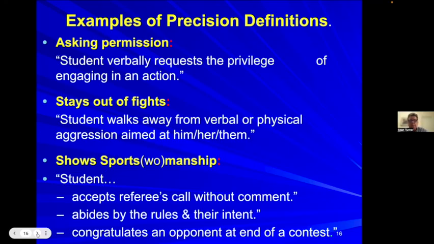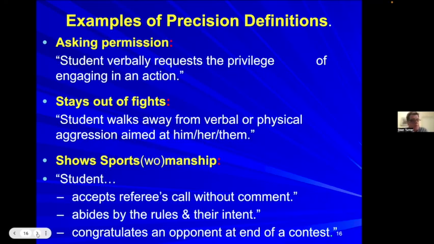The best way I would put it, something I learned from Dr. Mack, is that if you were to give a description of what you see, and I gave it to Dr. Mack, they would be able to see the same thing. There would be no confusion. So instead of saying, Dr. Mack, I'm looking at asking permission, I'm looking at whether the student verbally requests the privilege of engaging in an action. So if Dr. Mack came into my class, we're on the same page.